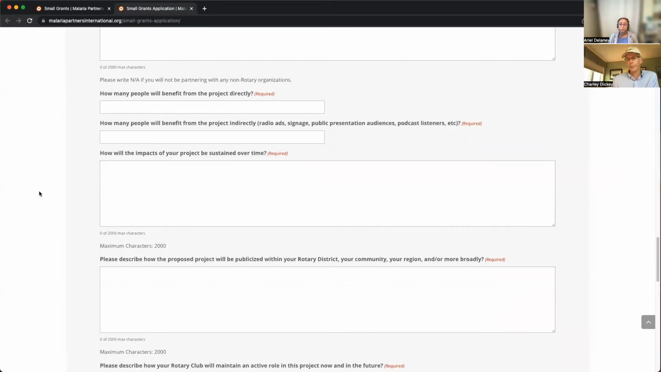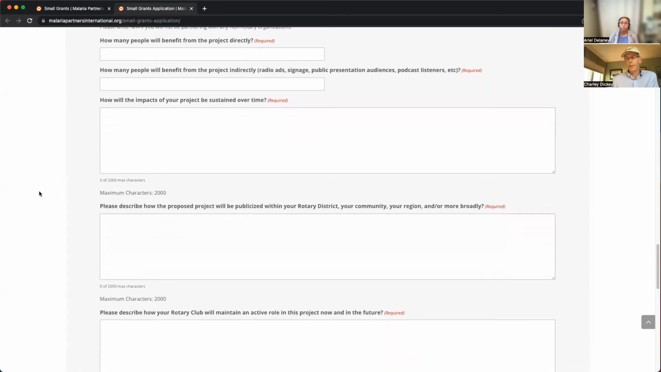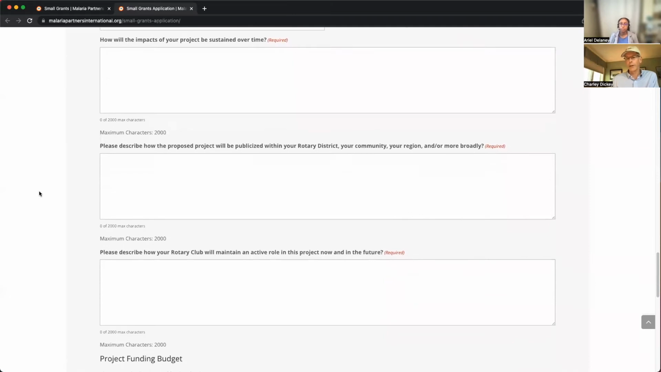Those are great examples, Charlie. And in terms of outputs, like the overall outcomes to be sustained over time, how does the committee receive those answers from Rotary clubs? What are you looking for when you see the question on that long-term sustainability? Yeah, well, sustainability to us, and certainly to me, means what impact the project will have on its intended population following its conclusion.